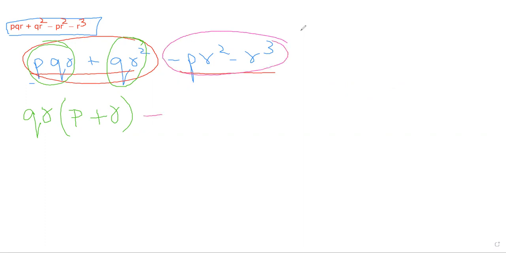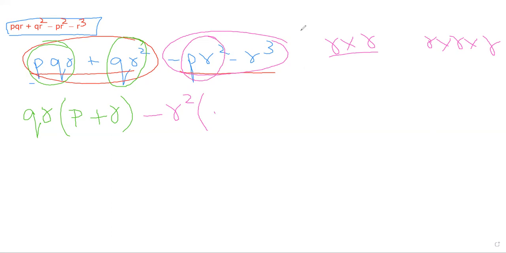Can you see anything common in the next two terms? Yes. What is common? R. How many R's will you take common? In the first term there are two R's, R into R, and in the second term there are three R's, R into R into R. So how many R's can you take common? Two R's. So we will take R square common. Is that clear? Yes. And as the minus sign is with both of the terms, we will take minus common as well.